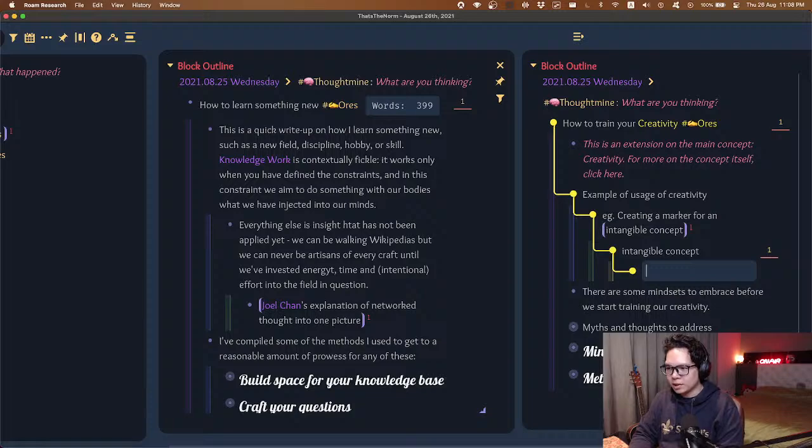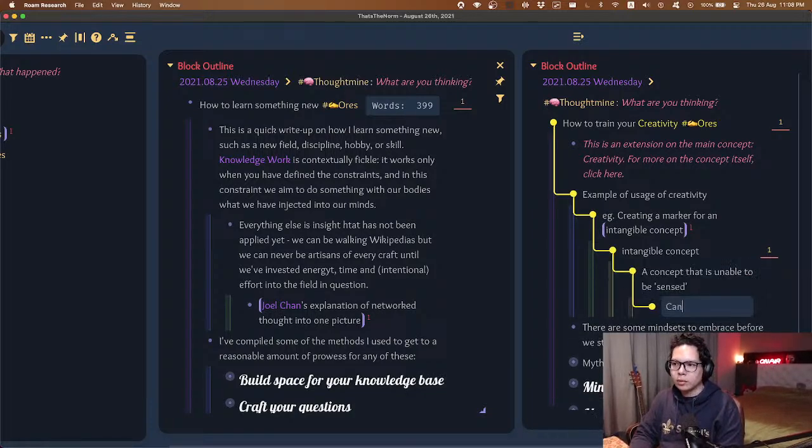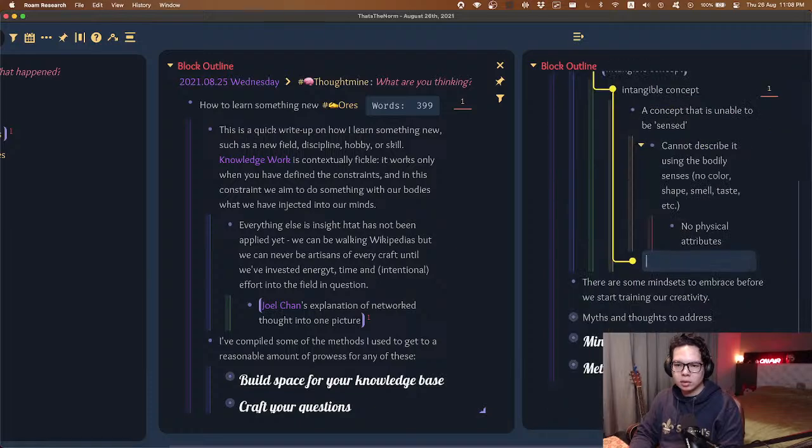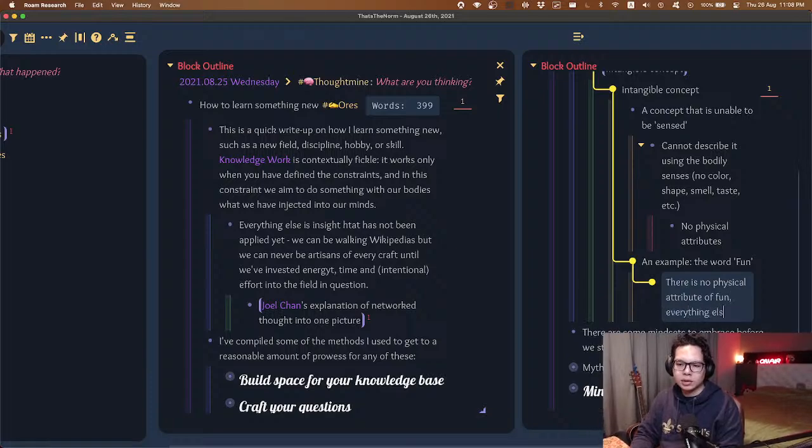An intangible concept is basically a concept that is unable to be sensed. So you cannot describe it using the bodily senses: no color, shape, smell, taste, etc. No physical attributes. An example: the word fun. There is no physical attribute of fun. Everything else, any explanation of it, is metaphorical.